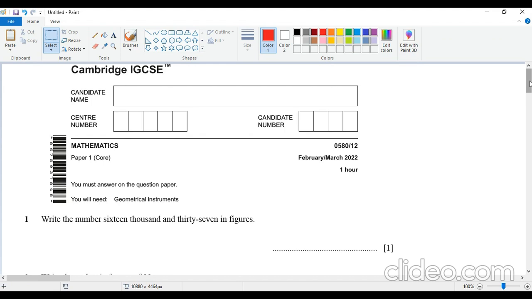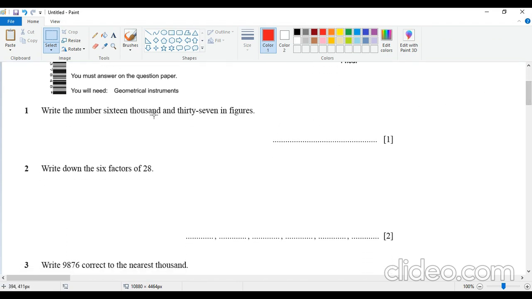This is paper one, and question number one says to write the number 16,037 in figures. So what do we do is, first of all, we write 16,000 something like this and 37 in this way. So you get full marks for this question.